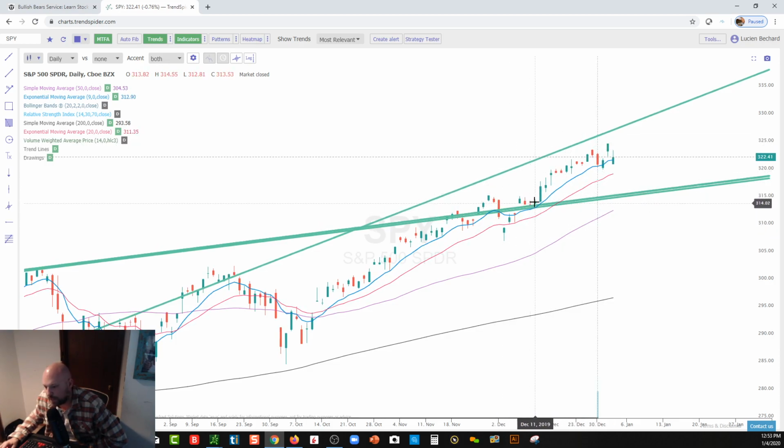I like these bull flags off the 9 EMA, get a good entry, and then I can ride that 9 on the way up. So this is what you look for in the markets.